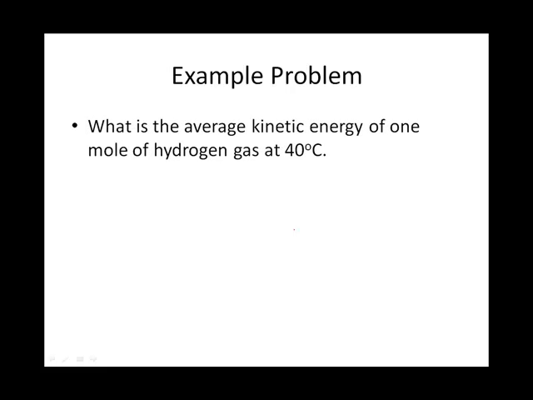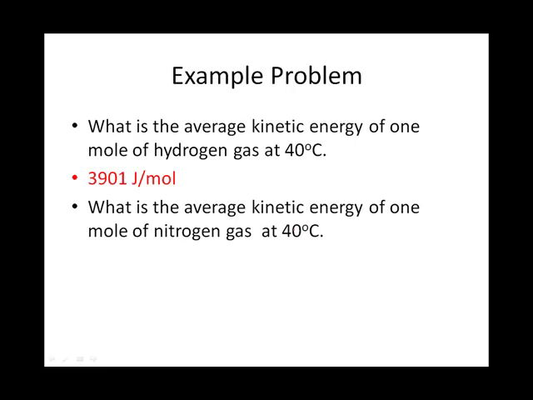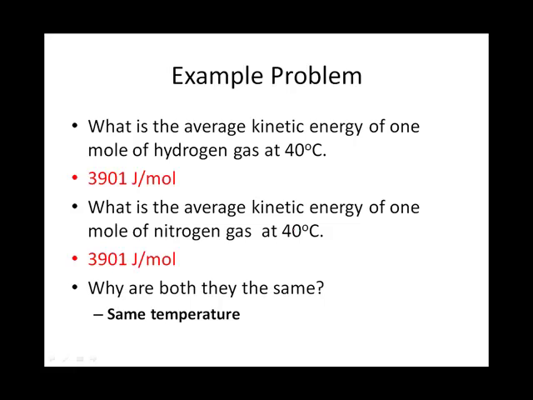Here's an example problem. What is the average kinetic energy of 1 mole of hydrogen gas at 40 degrees Celsius? Well, if you plug it into 3/2 R times T, you should get 3,901 joules per 1 mole. What about the average kinetic energy of 1 mole of nitrogen gas at 40 degrees Celsius? Well, you should get the same value. So why are they the same? Well, they're the same because they have the same temperature, and that is the definition of temperature, the average kinetic energy. So if they're at the same temperature, they're going to have the same kinetic energy.